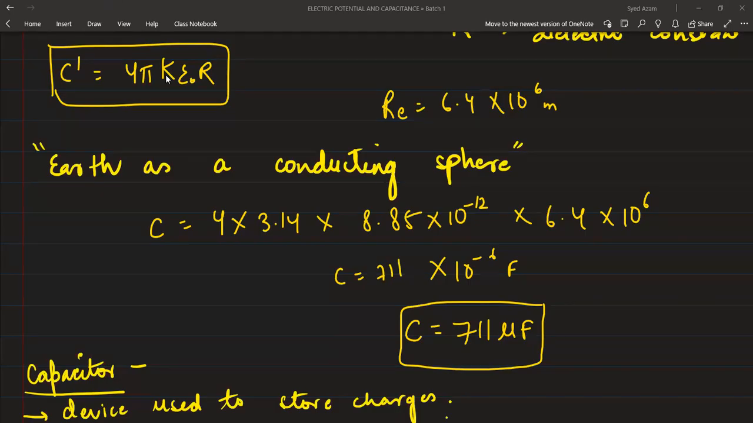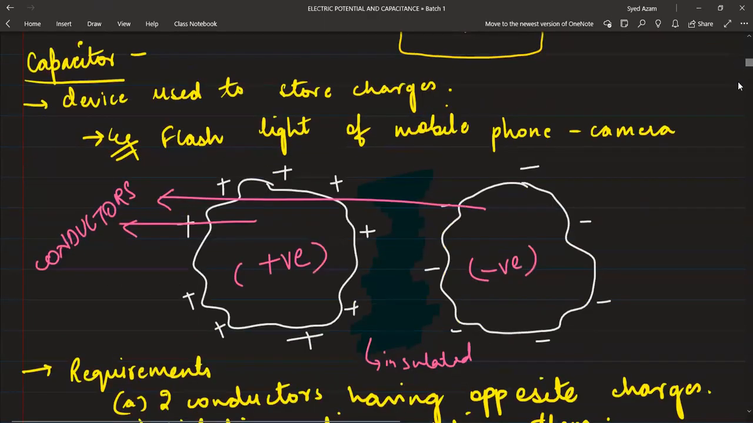Okay, Shwana. So 711 microfarad becomes the capacitance if Earth acted as a sphere of conduction, meaning if Earth was conducting. So you can use it for any device whose radius you know.